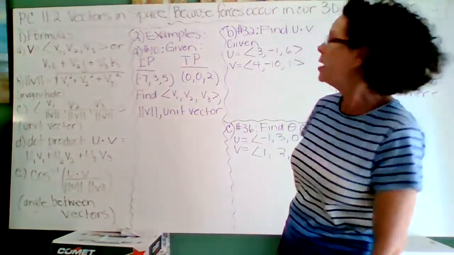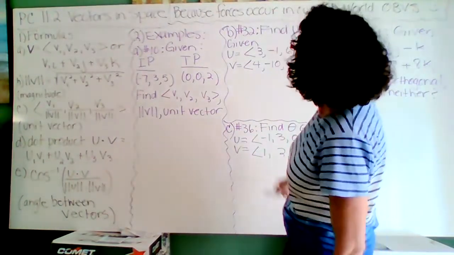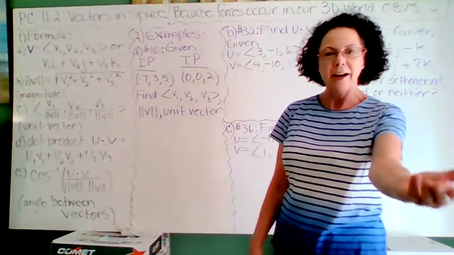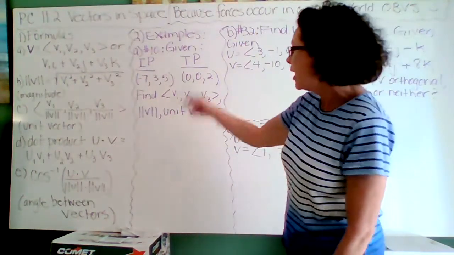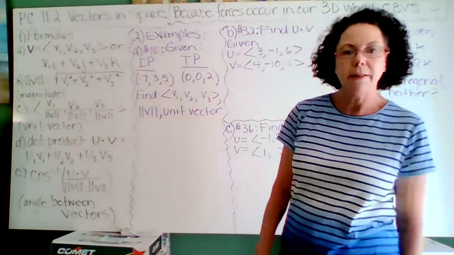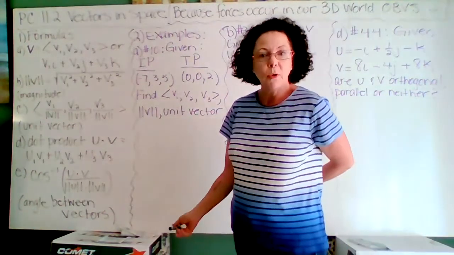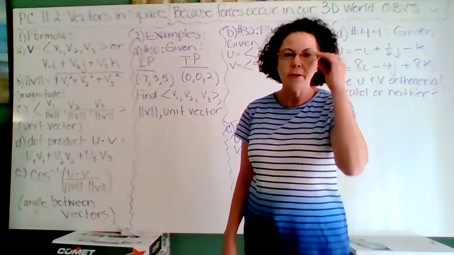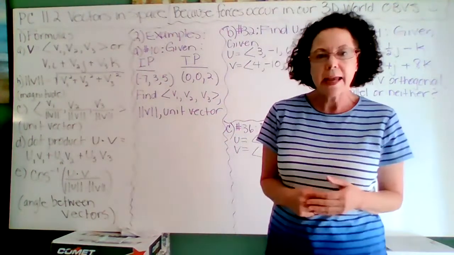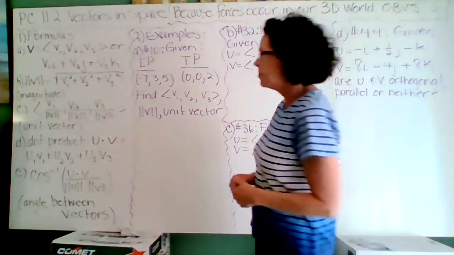Because vectors occur in our 3D world as forces, obviously. So we have a list of formulas that we're going to keep on the board while we're doing our examples. They are formulas you've seen before, only they were in 2 dimensions. And so we're just adding a 3rd dimensional component.